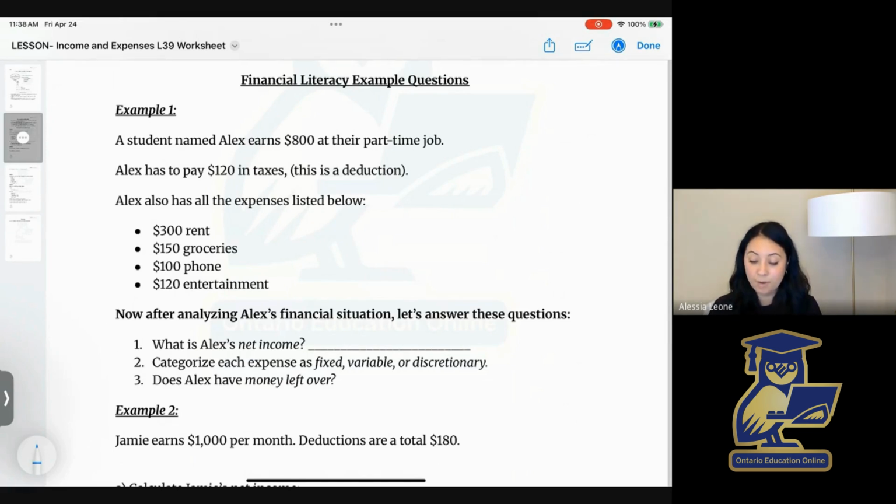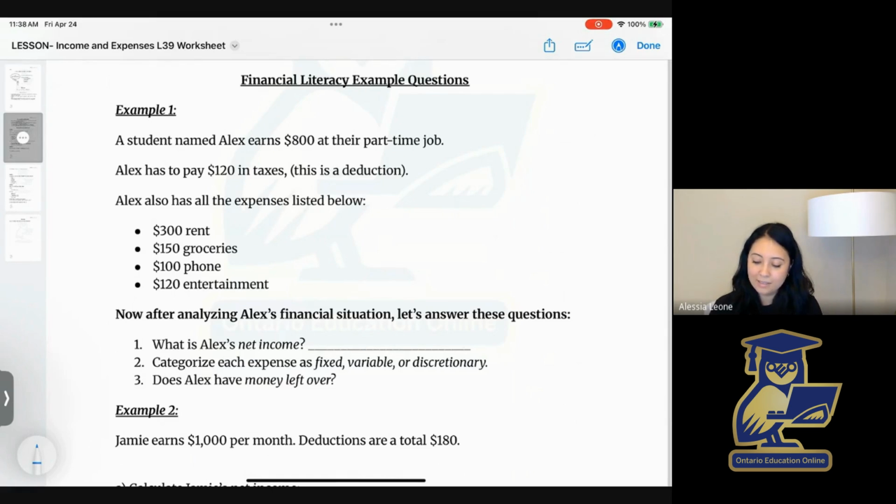So Alex has to pay rent, buy groceries to feed himself. He has a $100 phone bill, and maybe looks like he spent $120 on entertainment. So that could be movies, restaurants, anything like that. So after analyzing Alex's financial situation, all his numbers, let's answer these questions.